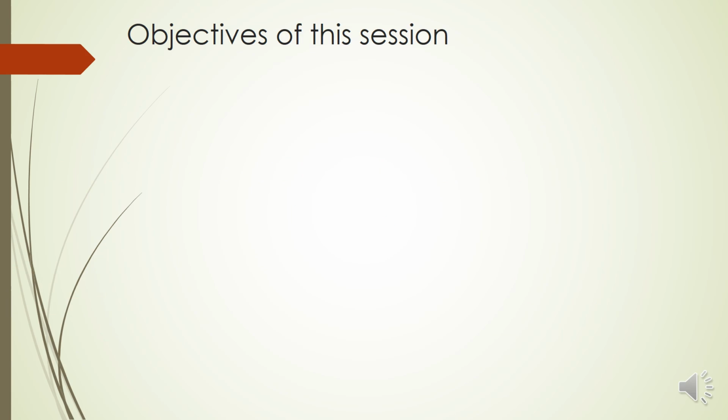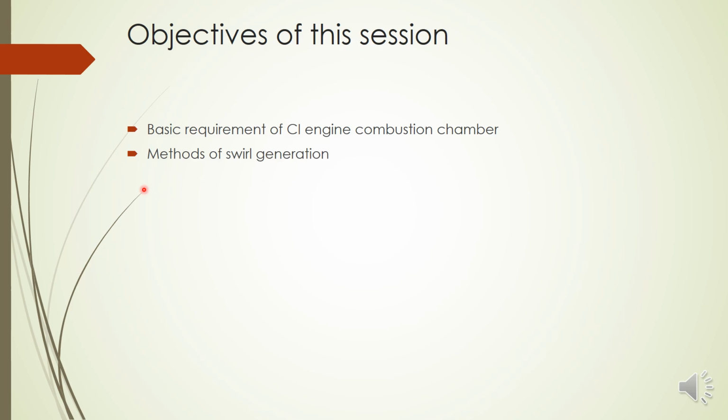So the objectives of this small session are, first, to understand the basic requirement of a CI engine combustion chamber. Then, what are the methods of swirl generation in a CI engine combustion chamber? And what are the types of CI engine combustion chambers, and their relative merits and demerits. So these are the topics that we are going to cover.